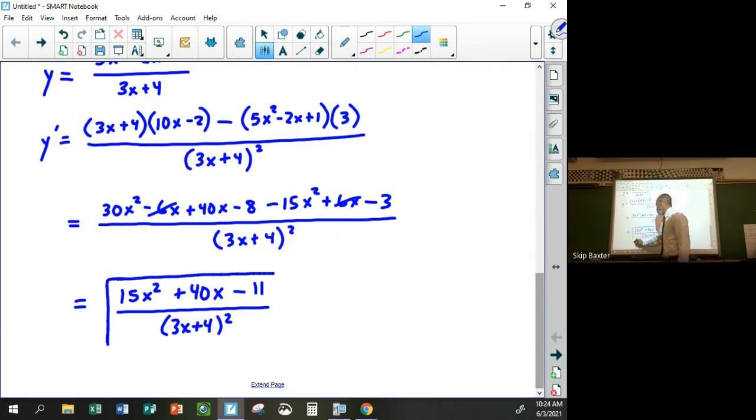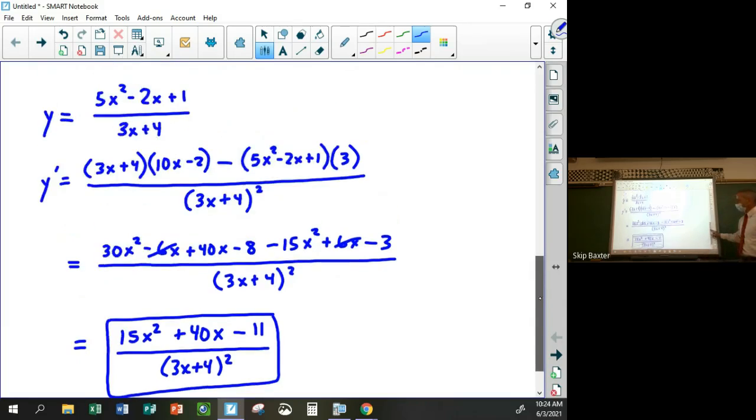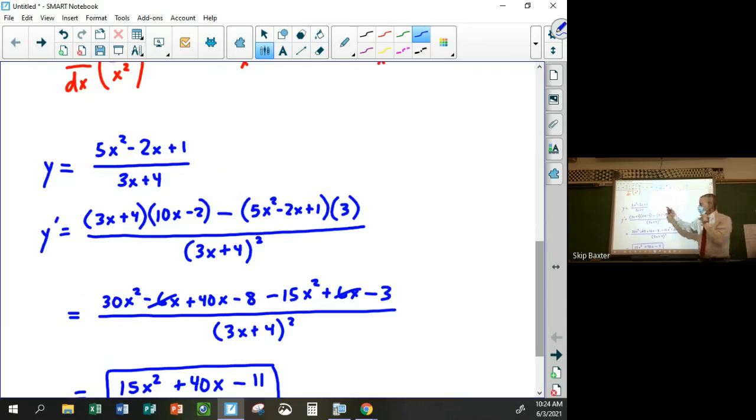So this is how they want you to leave it in Delta Math. I know it's a pain, but that's what they want. And actually, this one is probably a little bit more complicated. I don't think I saw any problems on Delta Math that were trinomials in the numerator or the denominator. So that makes it a little bit easier too.